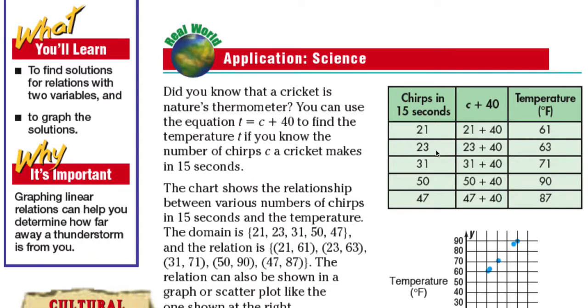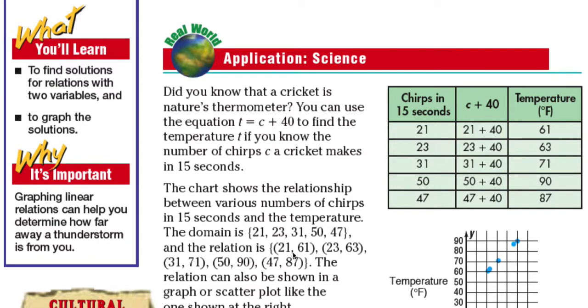23 chirps in 15 seconds. Substitute 23 for C, the temperature is around 63 degrees, and so on and so forth. If the cricket makes 47 chirps in 15 seconds, the temperature is around 87 degrees. So the chart shows the relationship between various numbers of chirps in 15 seconds and the temperature. The domain, meaning our x-coordinate or our independent variable, would be 21, 23, 31, 50, and 47.